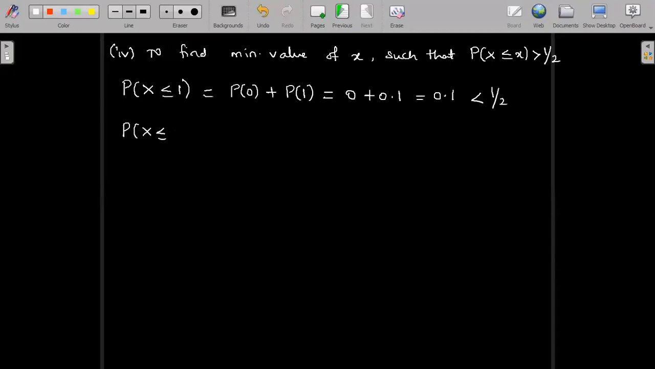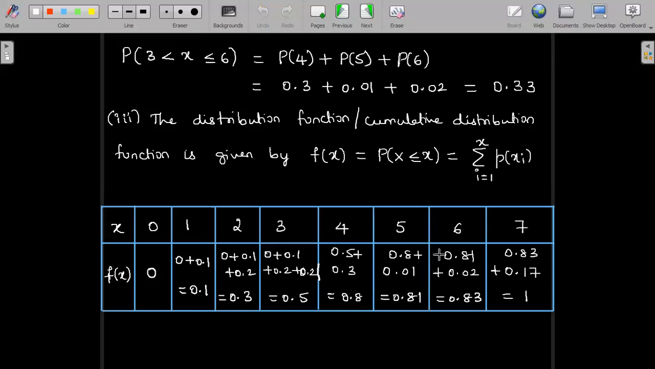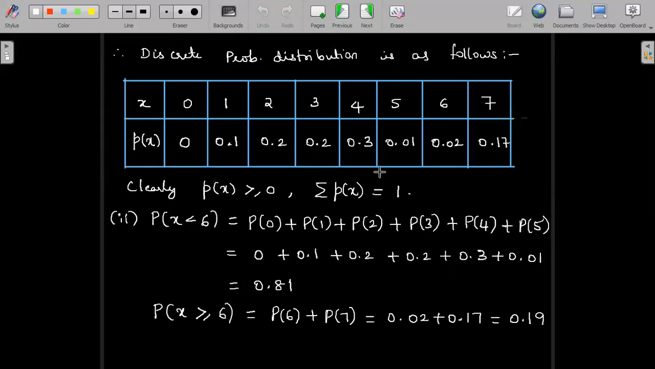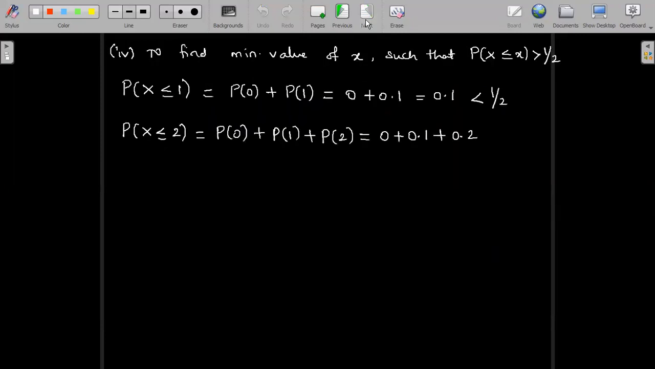So probability of X less than or equal to 2 gives us p of 0 plus p of 1 plus p of 2. Less than or equal to 2 we are considering. So 0 plus 0.1 plus 0.2, from the probability distribution table, not the cumulative distribution table. From the probability distribution table, we are adding up the probabilities. So this is 0.3. Again 0.3 is less than half.